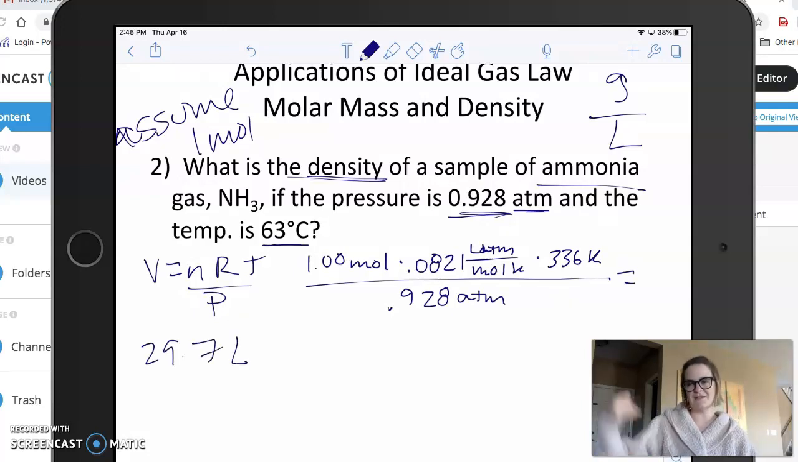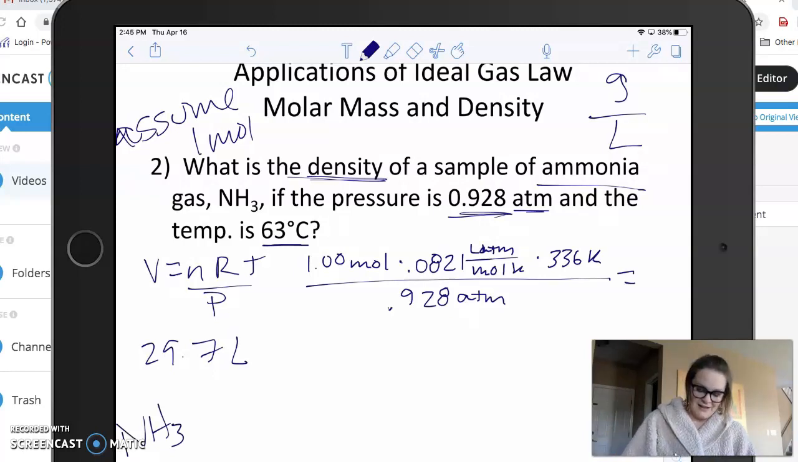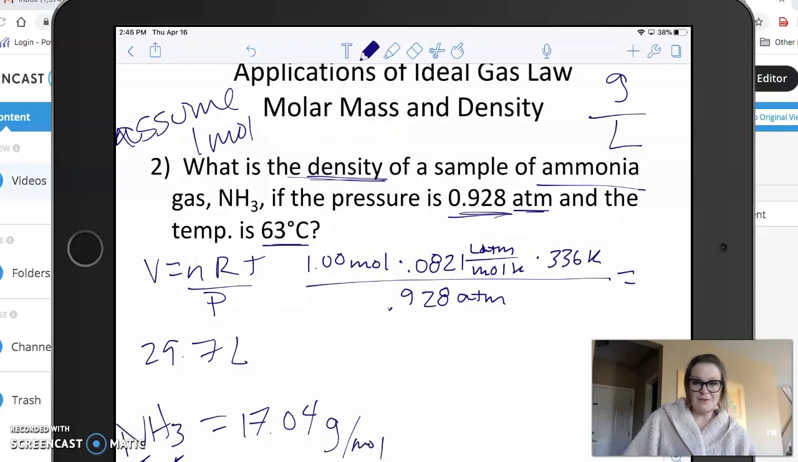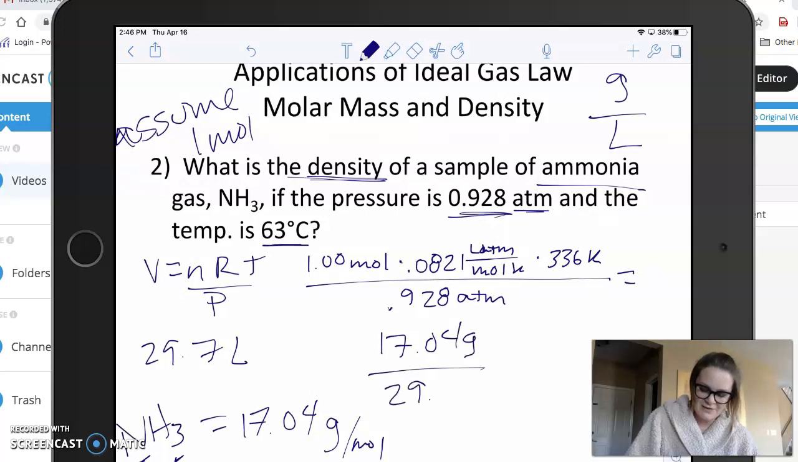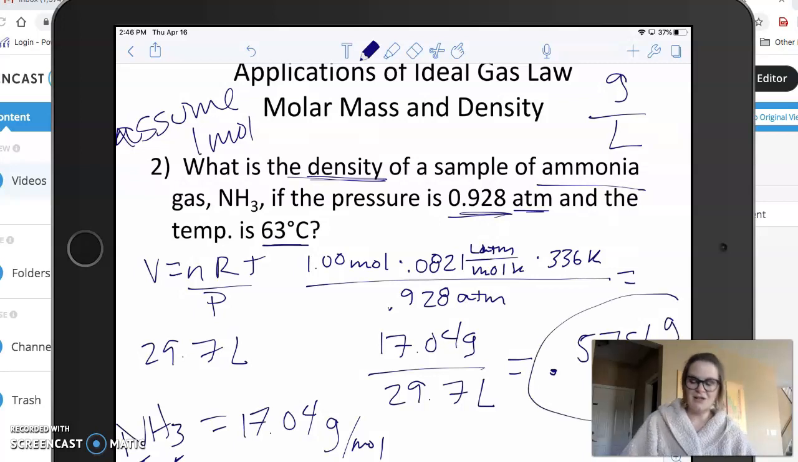And I want the units for my answer to be grams per liter. So remember how we said this is ammonia? And I said we're going to assume we have 1 mole. Add together the nitrogen on the periodic table and the 3 hydrogens, and I get that its mass is 17.04 grams. I'm going to write grams for 1 mole. So I can take that, 17.04 grams, and divide it by the 29.7 liters, and I get that the density of this gas is 0.574 grams per liter, and that's my final answer. Which makes sense.